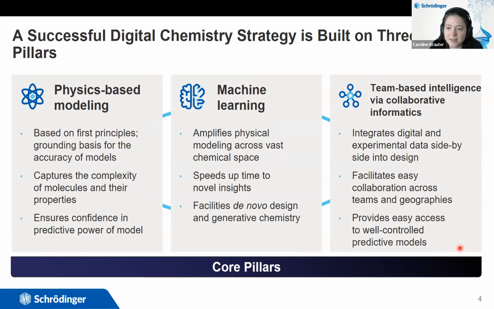And then one pillar that we also strongly believe is really necessary to make this kind of digital research successful, especially in a commercial setting, is what we call here team-based intelligence and collaborative informatics. So platforms that enable the digital and experimental results to be viewed side by side on equal footing, in a way that is accessible and understandable to both experimental and theoretical scientists. And then also the facilitation of collaboration whenever teams are split across different locations, geographies, different teams, time zones, etc.